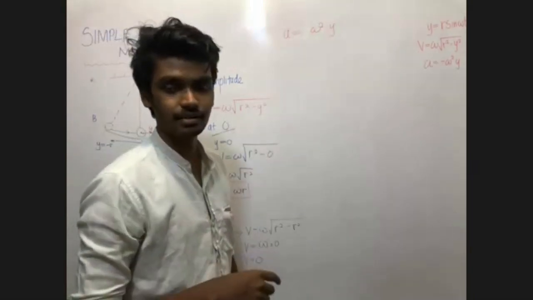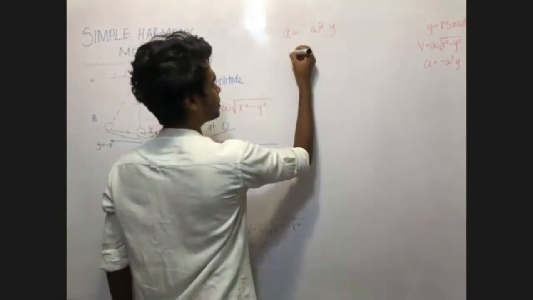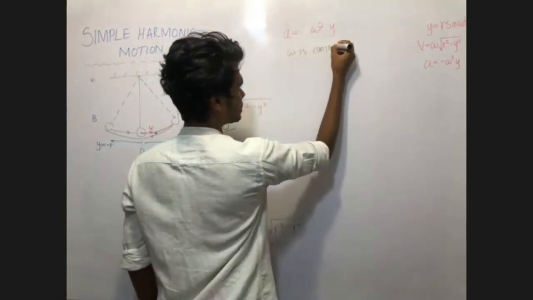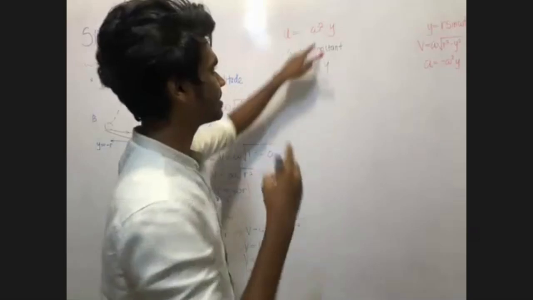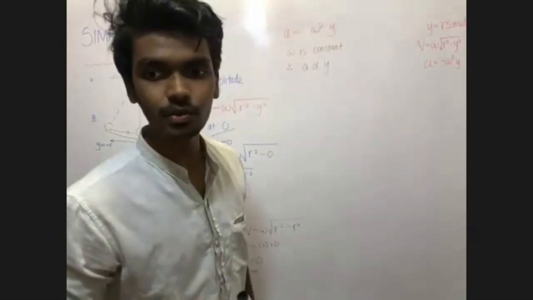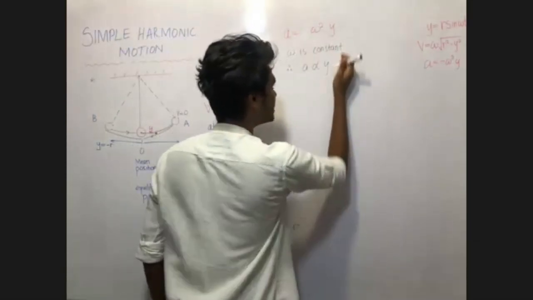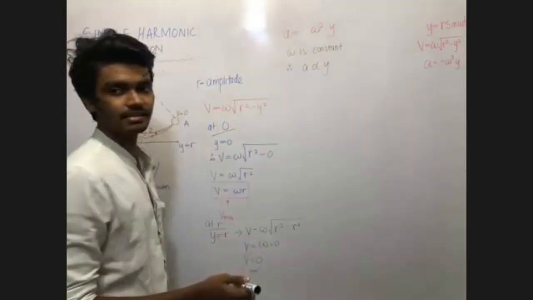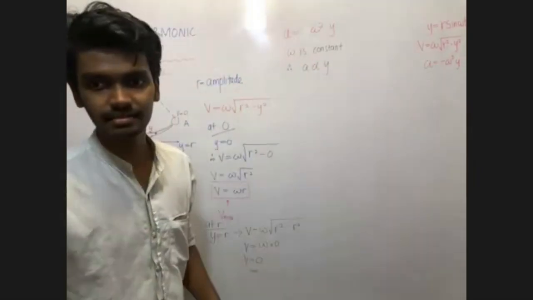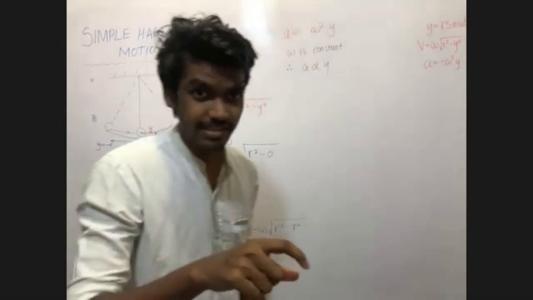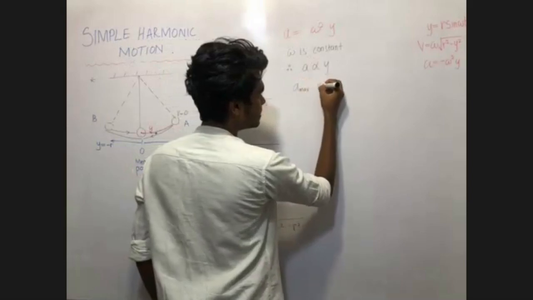This is very easy to analyze, because why? Omega is constant. Therefore, acceleration is directly proportional to y. When y increases, when the displacement increases, acceleration increases. Which means the maximum acceleration, A max, is given at where?